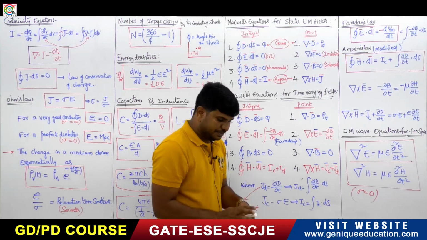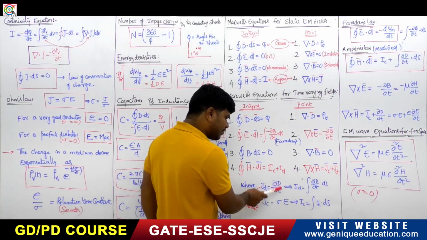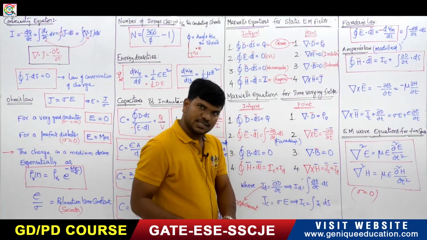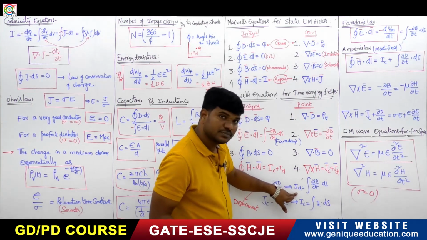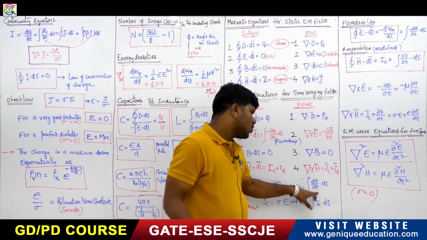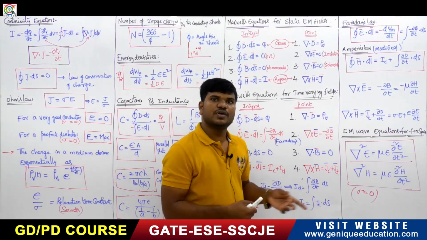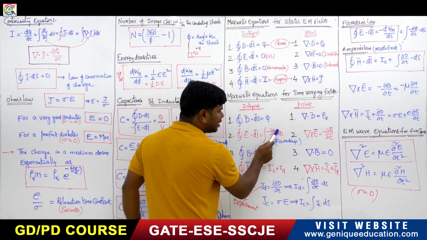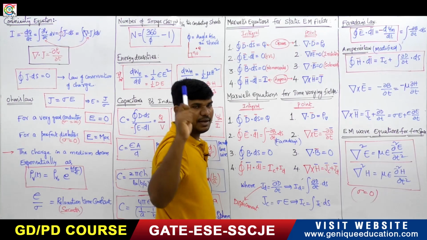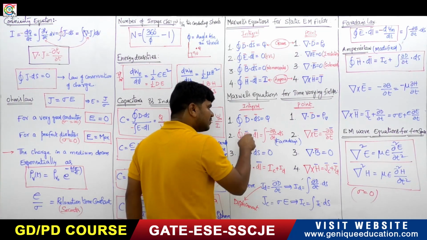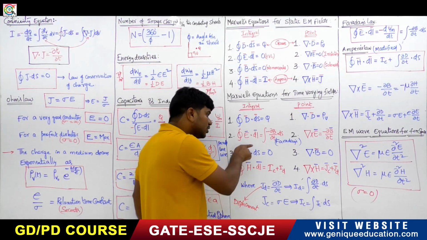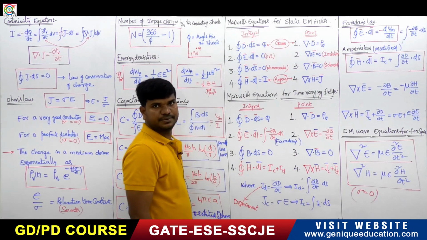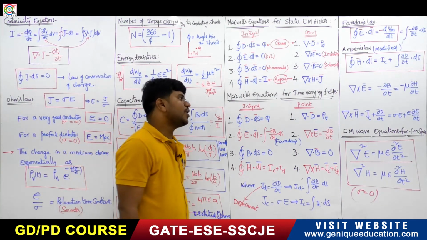But if you observe this clearly, what is this? JD is equal to dou D by dou T. What is ID? ID is the integral of dou D by dou T dot ds. So what is this actually? It is a current. How are we getting the current? If you change the electric flux with respect to time, we get current. If you change the magnetic flux with respect to time, we get voltage. Very, very important. If we change the electric flux with respect to time, it is current. Understand? This is the point you have to understand.